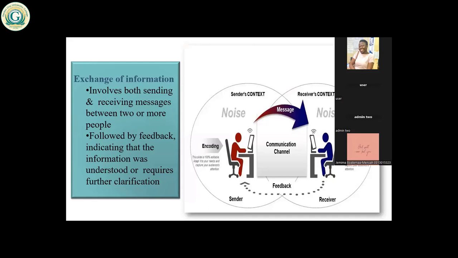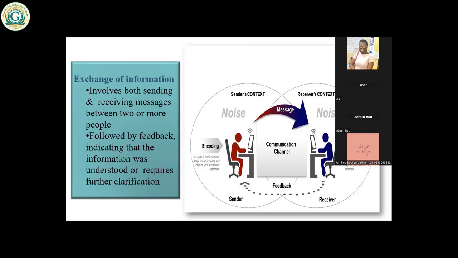Okay, so how do we exchange information? As I said, it's a process. You go through a process. So we have the communication channel, and we have the noise. In the channel, you have the encoding and decoding. Then we have the sender's context and the receiver's context. And in the end, there's supposed to be feedback. If the message is well understood, there's supposed to be feedback on whatever you sent.